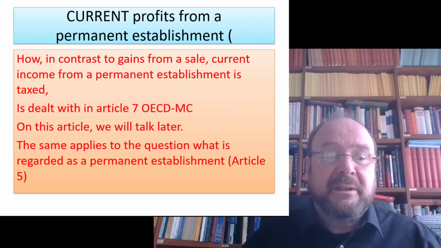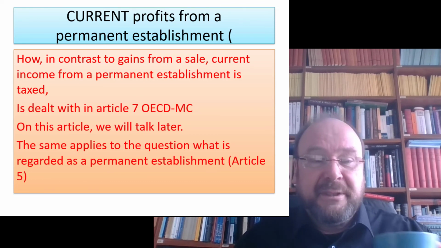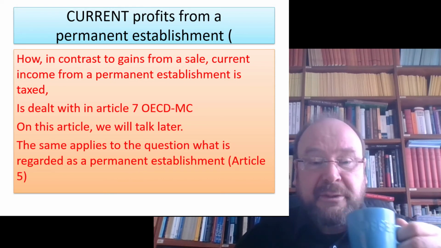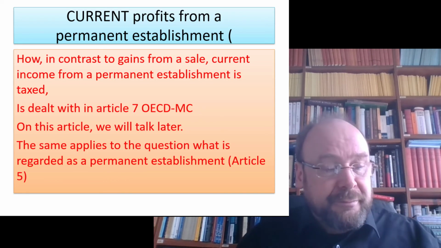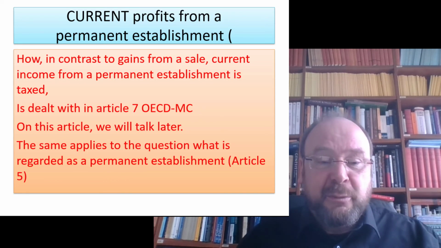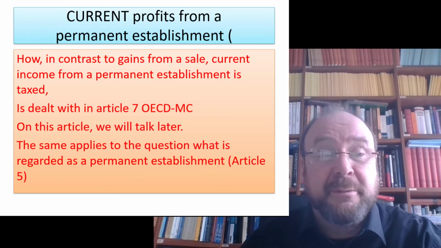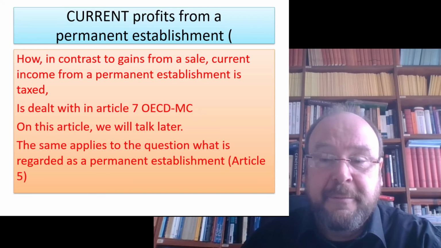Yeah, how current income from a permanent establishment is taxed will be dealt with in Article 7 OECD Model Convention, and we are going to talk about this article later. The same applies to the question what is regarded as a permanent establishment in the double taxation treaties and what problems arise from that. That's Article 5.